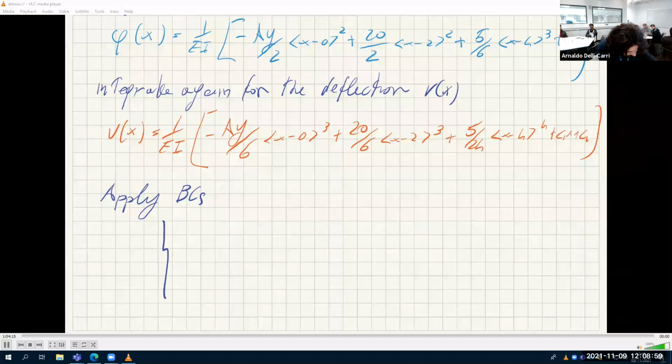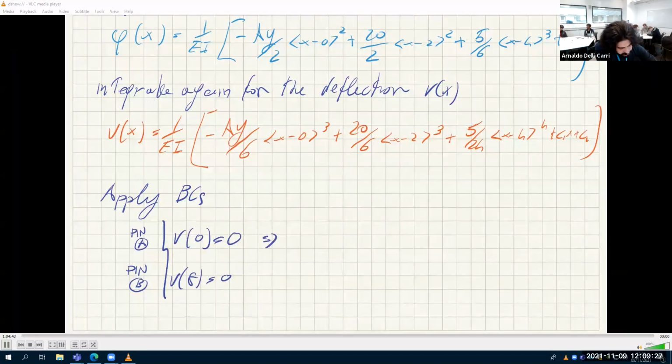are pin in A and roller, let's say another pin in B. It doesn't matter, even if it's a roller, it's still the same thing as a pin in the vertical direction. And we have that V of 0 is 0 and V of 8 is 0. So it's 0 at the start and the end of the beam. Agreed?